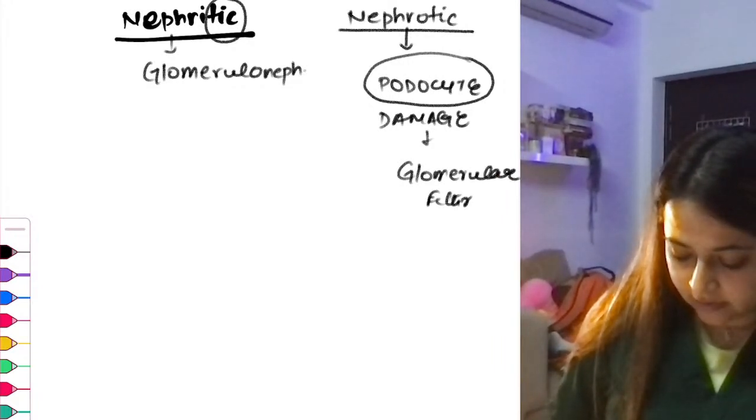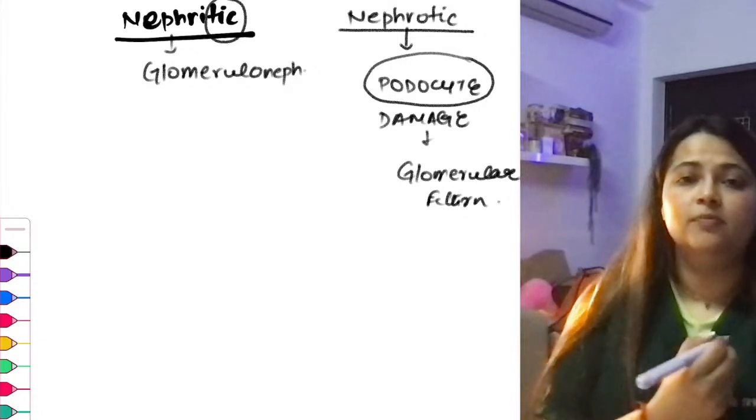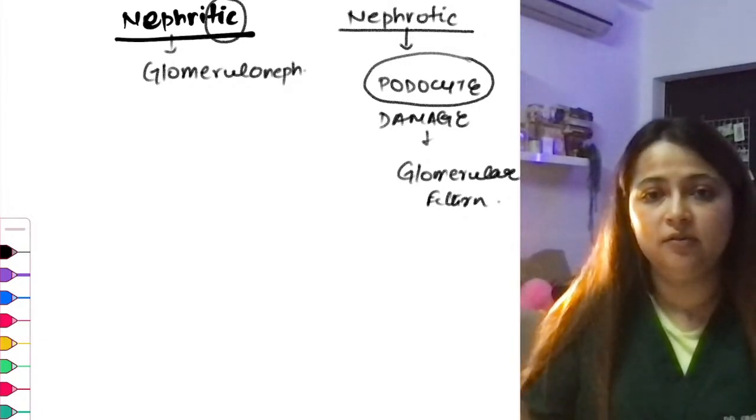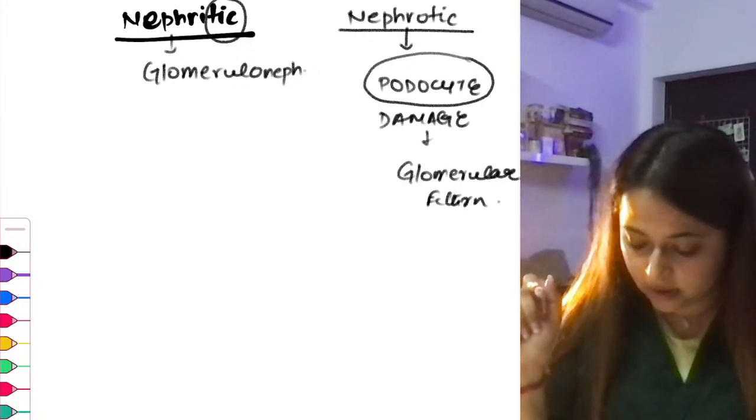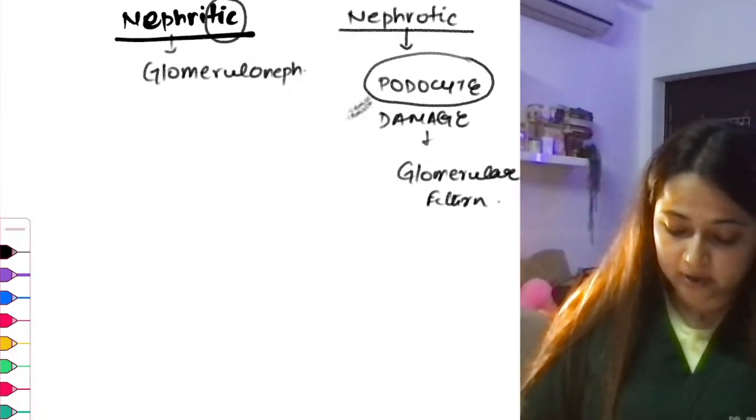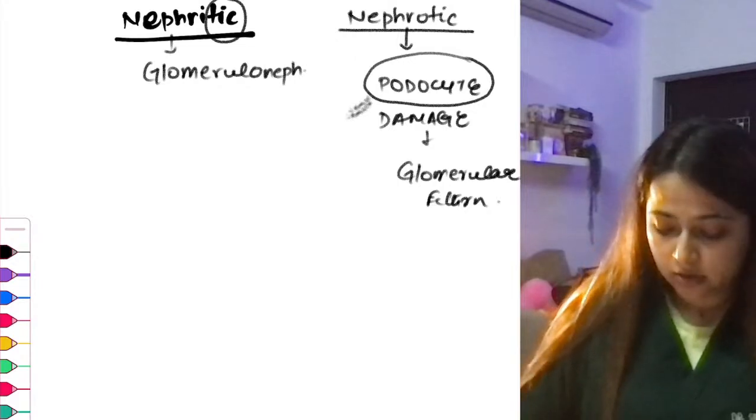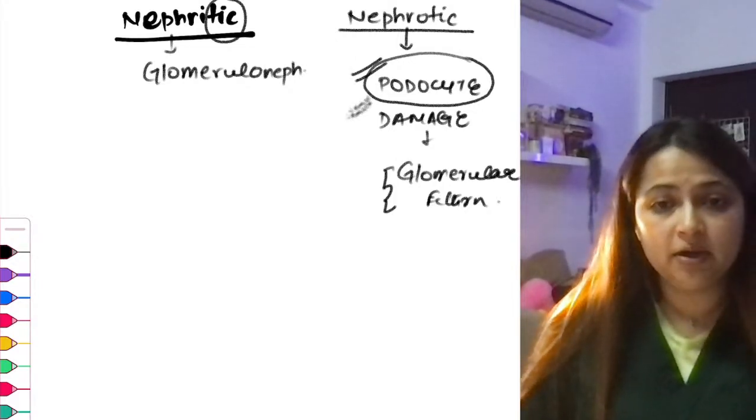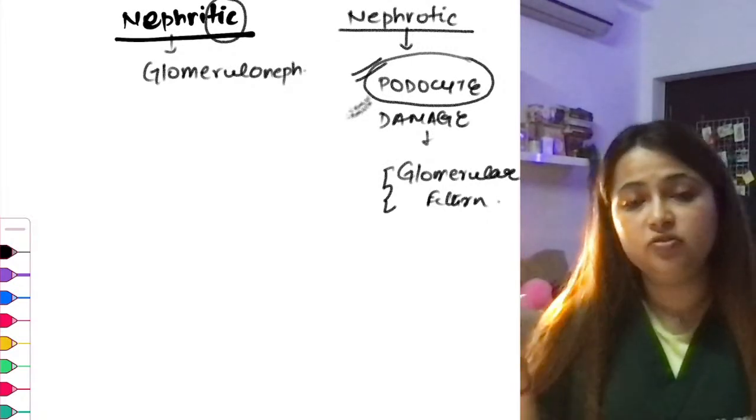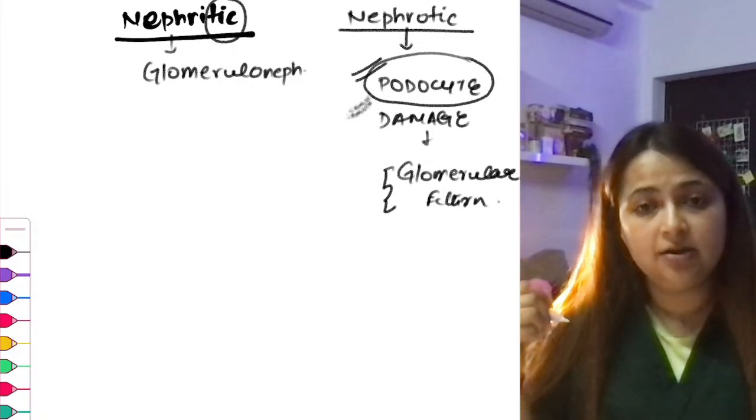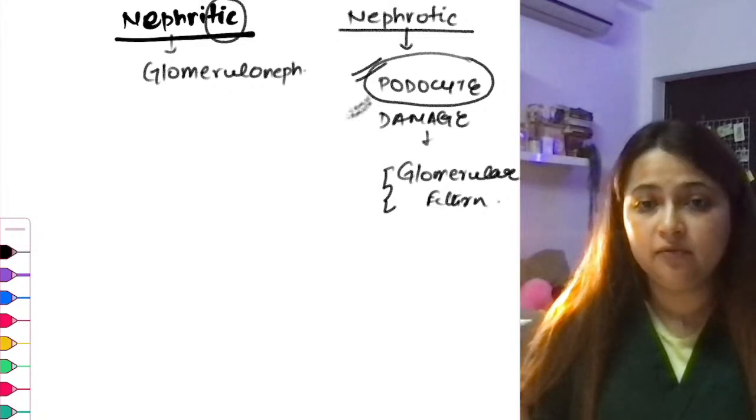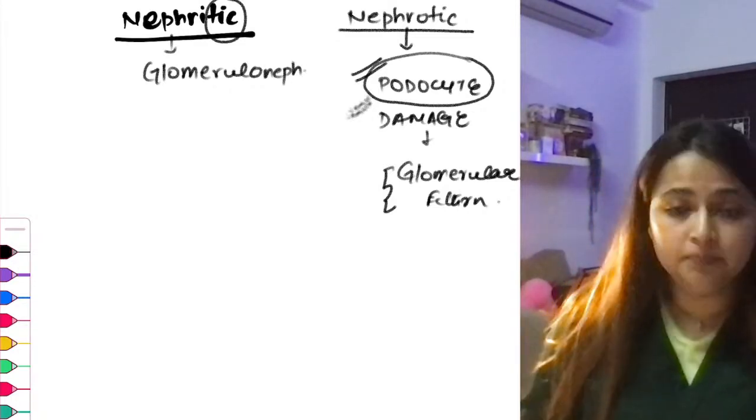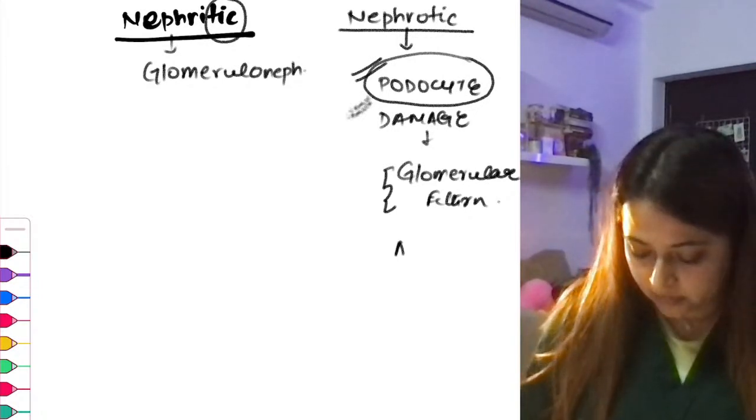Glomerular filtration barrier. The glomerular filtration barrier is made of podocytes, then the glomerular basement membrane, and then the fenestrated capillary endothelium. So podocytes are one part of the glomerular filtration barrier. Imagine if podocytes are damaged, the barrier will be interrupted and substances which were previously not being filtered will now pass on, for example high molecular weight proteins like albumin.